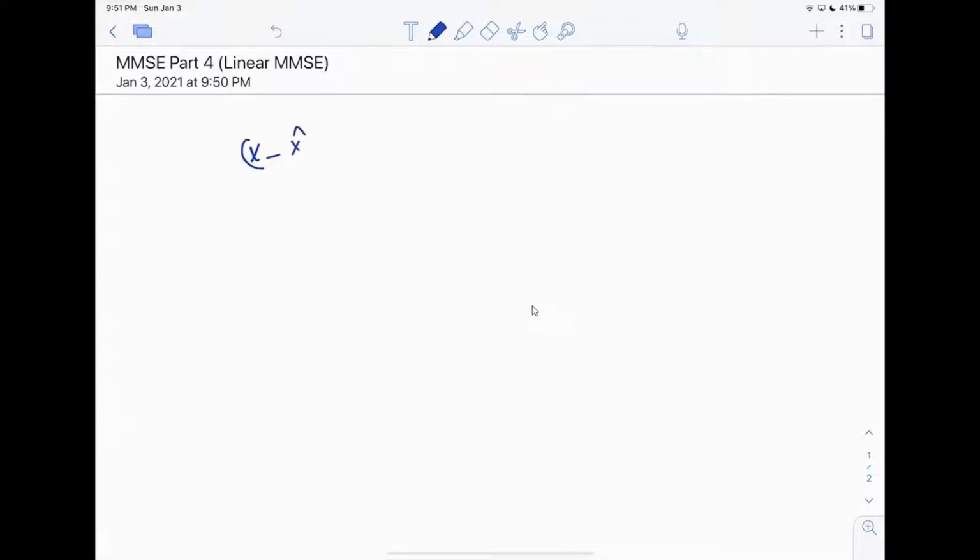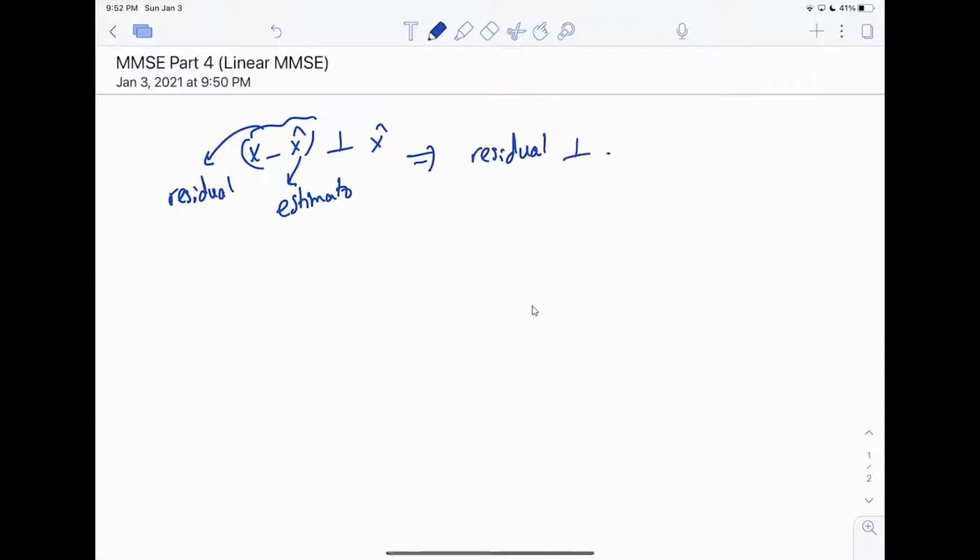We talked about the fact that x minus x hat is orthogonal to x hat. This is the estimator, and the whole quantity is the residual. So the residual is orthogonal to the optimal estimator.